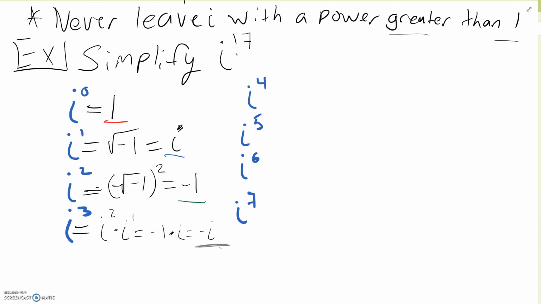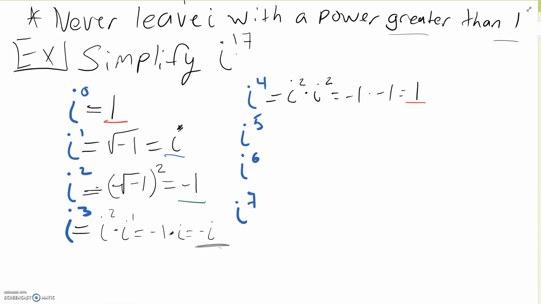So let's do i to the 4th. i to the 4th is really just i squared times i squared. Well, what's i squared? i squared is -1, so this is just -1 times -1, which is +1, and you can see that we're back at the beginning, right? i to the 0th was 1, so is i to the 4th.